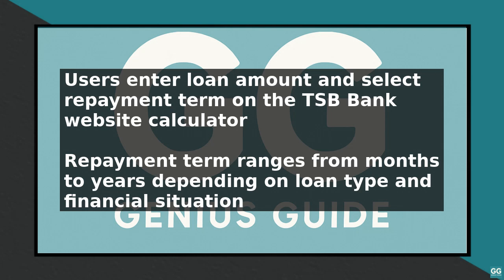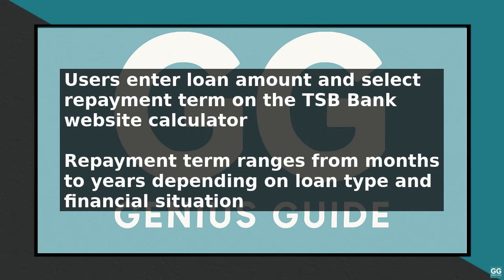Next, you need to select the repayment term, which is the length of time you have to repay the loan. The repayment term can range from a few months to several years. Depending on the type of loan you are applying for, it is essential to choose a repayment term that suits your financial situation and ensures you can afford the monthly repayments.